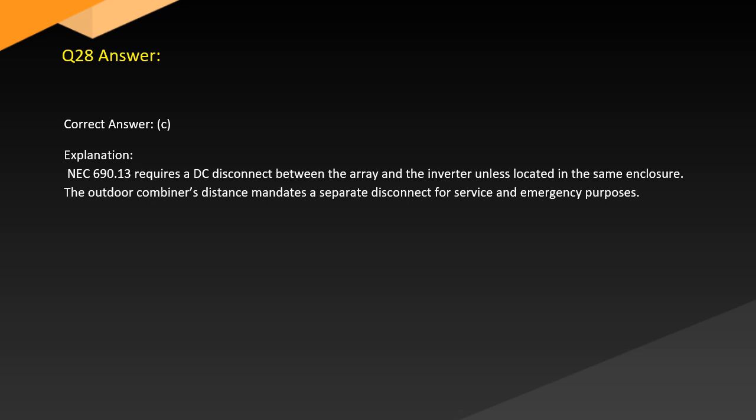Answer. Correct answer: C. Explanation. NEC 690.13 requires a disconnect between the array and the inverter unless located in the same enclosure. The outdoor combiner's distance mandates a separate disconnect for service and emergency purposes.